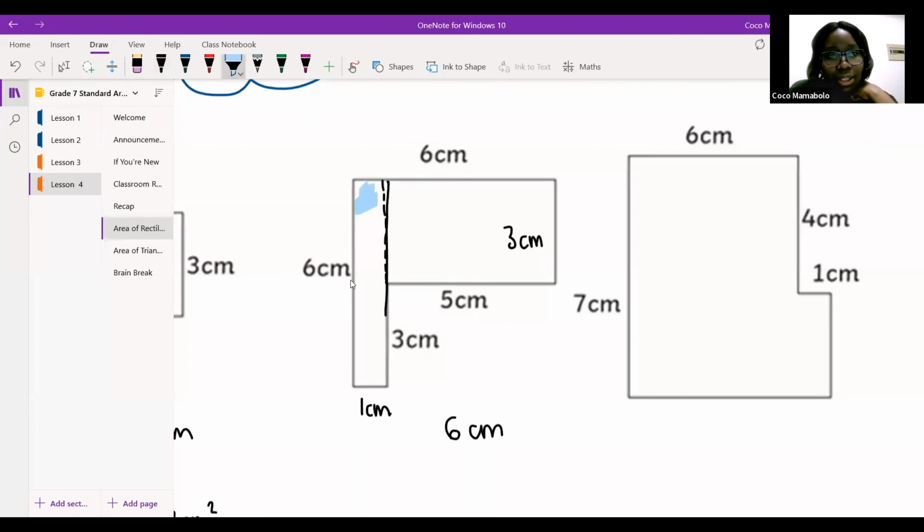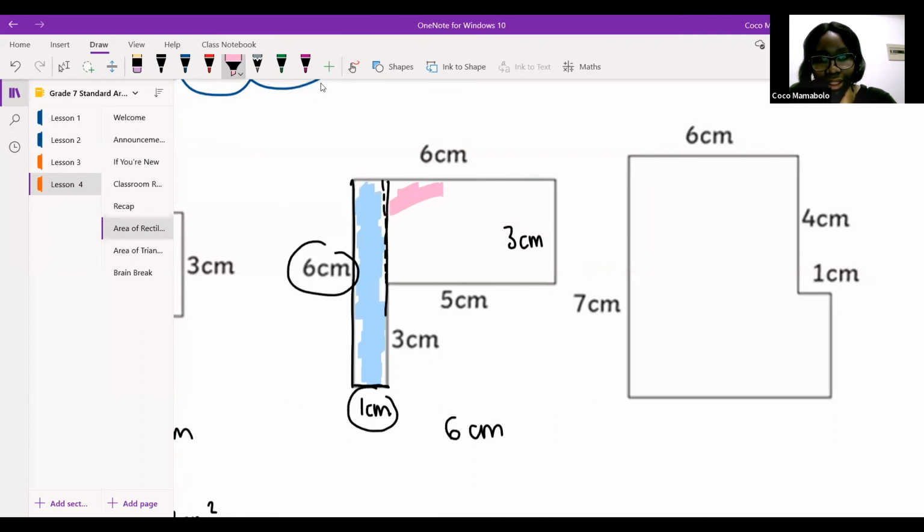How long is this side? Which two sides are we going to use for this? What is my length and my breadth here? Ma'am, I think it's 6 centimeters. And? And 1. Yes, and 1, because look, here it is, 1 centimeter. This side over here is 1 centimeter, and this side over here is how long? 6 centimeters, right? Yes, ma'am.